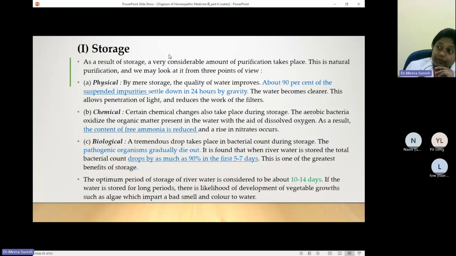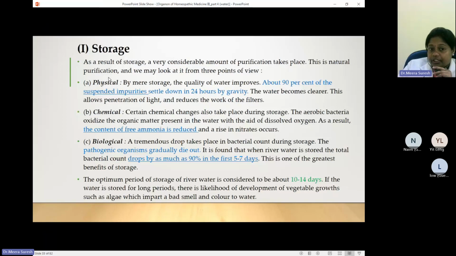When we talk about river water, if you remember, we said that some kind of self purification happens, because there is a pooling of water. The river water is continuously flowing, but sometimes if there is a pooling of water in some area, it is a kind of storage. The water gets stagnant for some time, not for a longer time. At that time there is a chance that it becomes clear. The suspended impurities may settle down, so that we get clear water. As a result of storage, a very considerable amount of purification takes place.